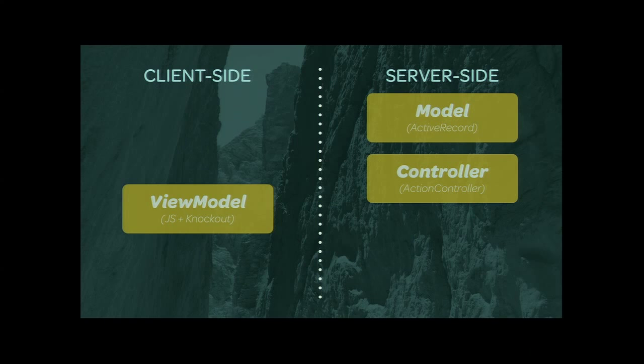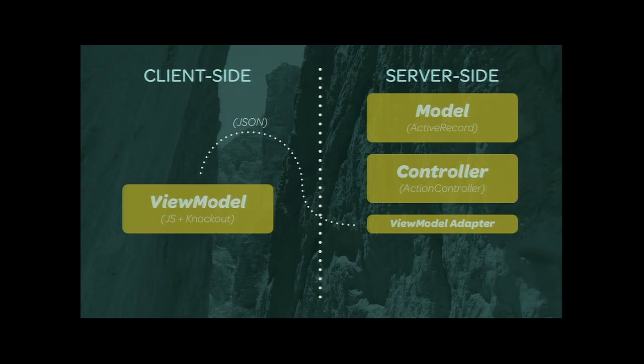And we need to get some data to those view models in order to be instantiated. So the first thing that we did is create this idea of a view model adapter on the server side, which is something that doesn't have any of the behavior guts of a view model, but is basically a shim that knows which data properties the view model needs and can turn that into JSON and get it over to the client.